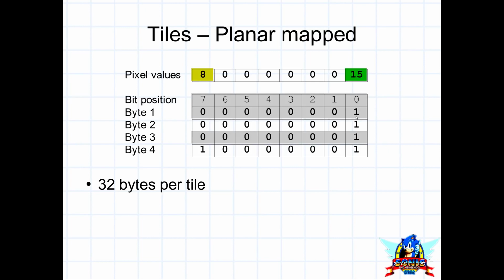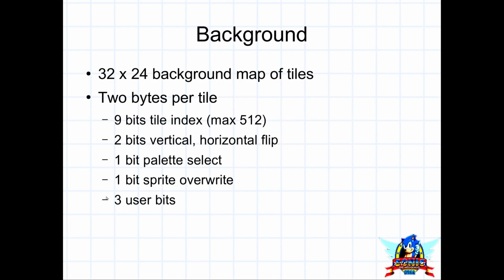Each tile is 8 by 8, which means that we have 8 lots of 4 bytes, which is 32 bytes for each tile. The background itself is made out of a 32 by 24 arrangement of those tiles. If you think of each tile like a mosaic piece, we can pick them up and choose them as we see fit in a 32 by 24 array, and that's what the video display unit will show as the background.